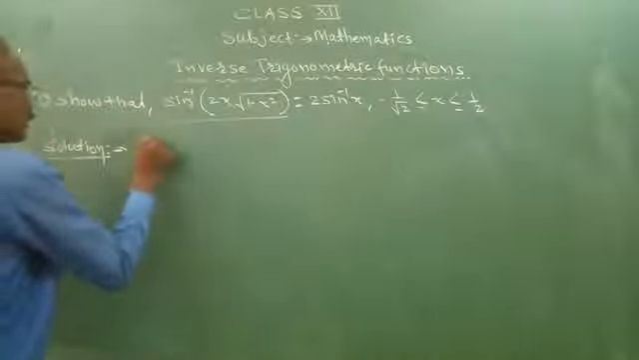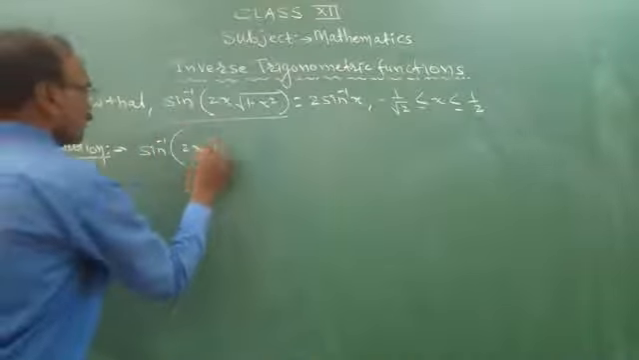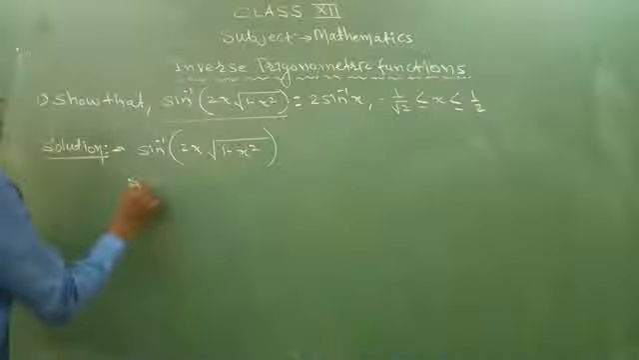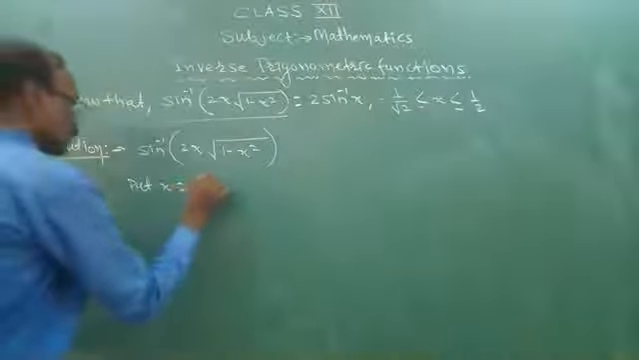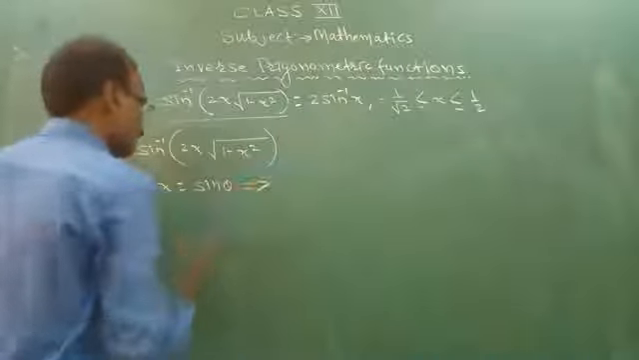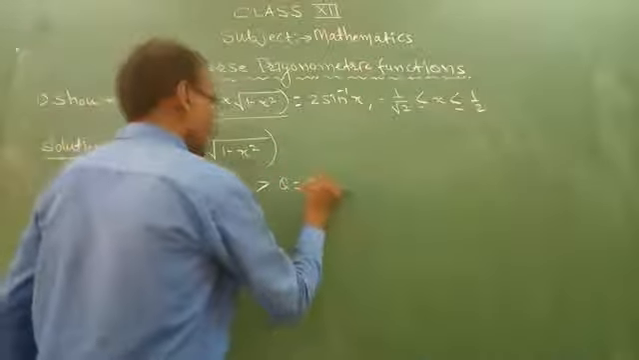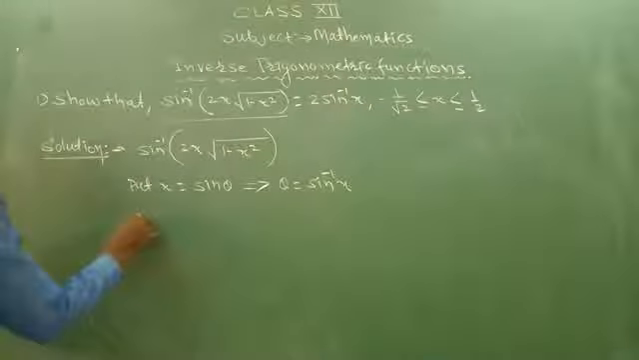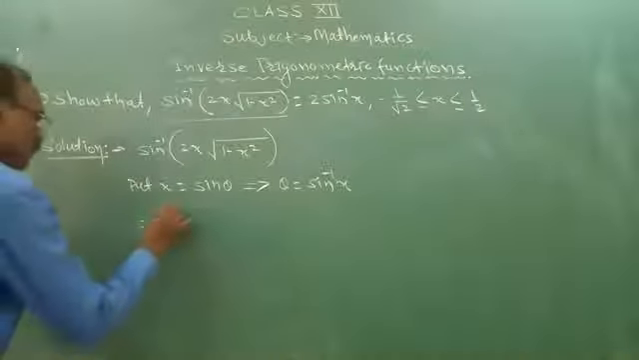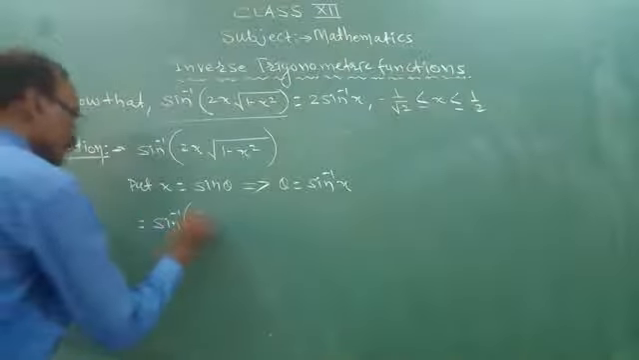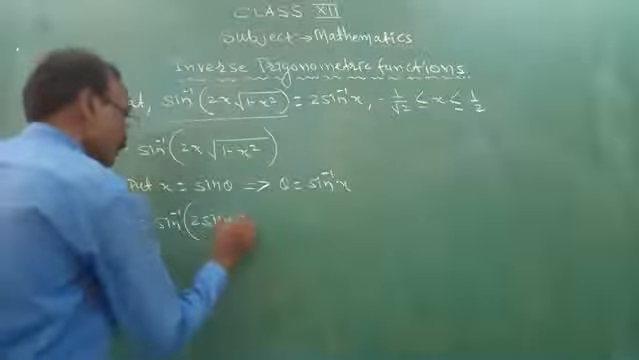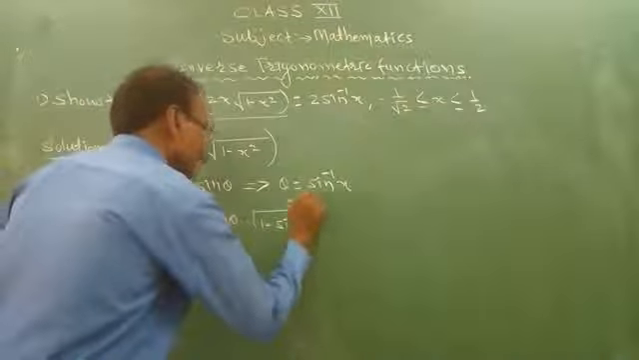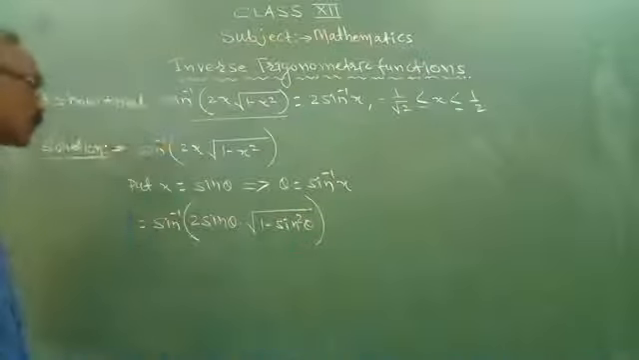sin inverse 2x under root 1 minus x square. So put x equal to sin theta, which implies theta equal to sin inverse x. Now put here x equal to sin theta. So it equals sin inverse 2 into x, that is 2 sin theta into under root 1 minus sin square theta. I am substituting x equal to sin theta there.